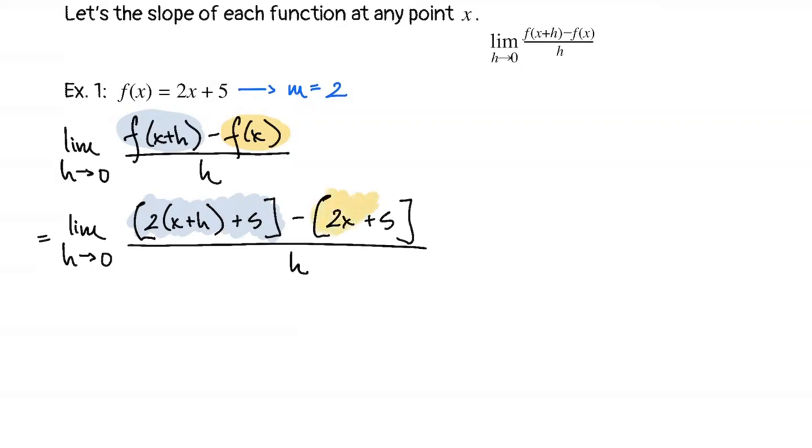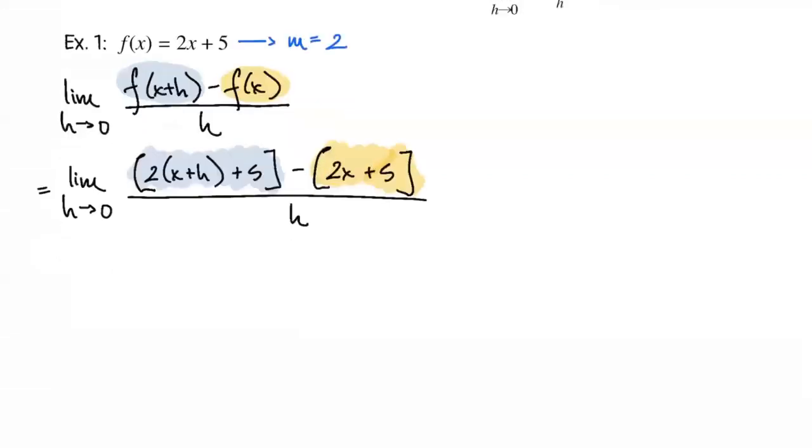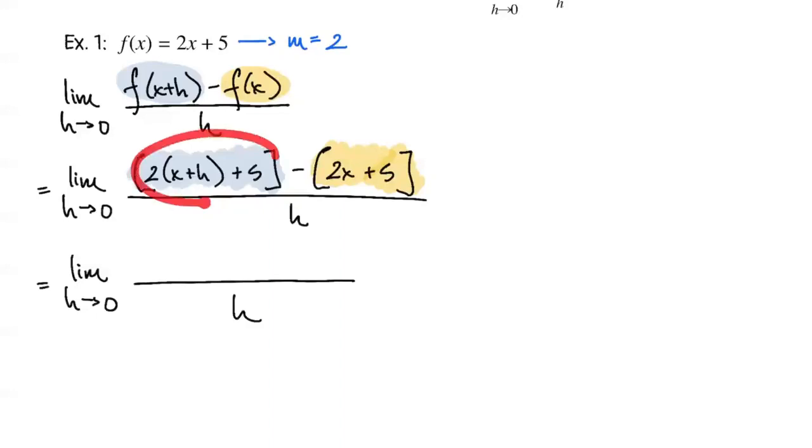And minus 2x plus 5 is the yellow part. The bottom is just going to be h, so I don't have to do anything with that. All right. What do I get when I clean up that blue term there? 2x plus 2h plus 5. And then for the yellow part? Negative 2x minus 5. Perfect.